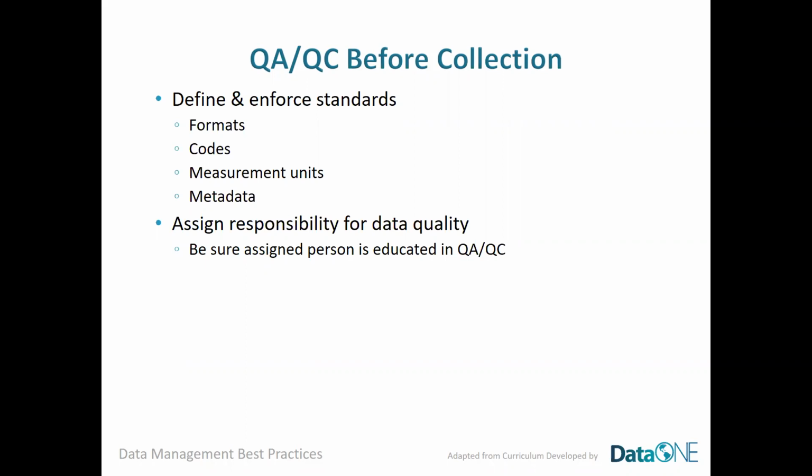Second, you should assign responsibility for data quality before collection begins. Ideally, the person responsible for data quality assurance and quality control is the same person collecting the data and is educated in the quality control and quality assurance methods.